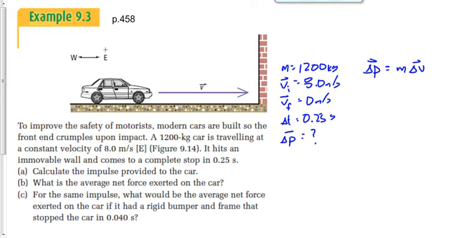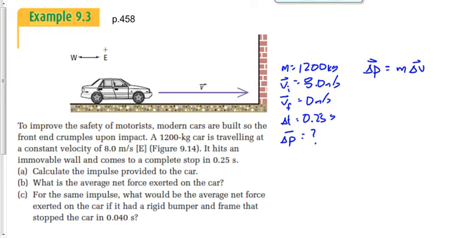Be careful to write down m times delta v. Why is that critical? Don't ever write delta p is equal to m times v. What are you going to do if you write down m times v? You're going to multiply m times v. What you've got to do is multiply m times vf minus vi.